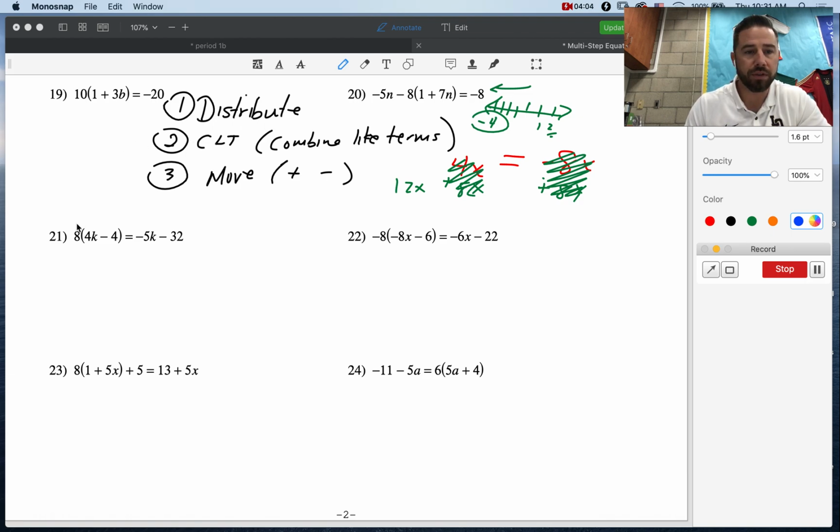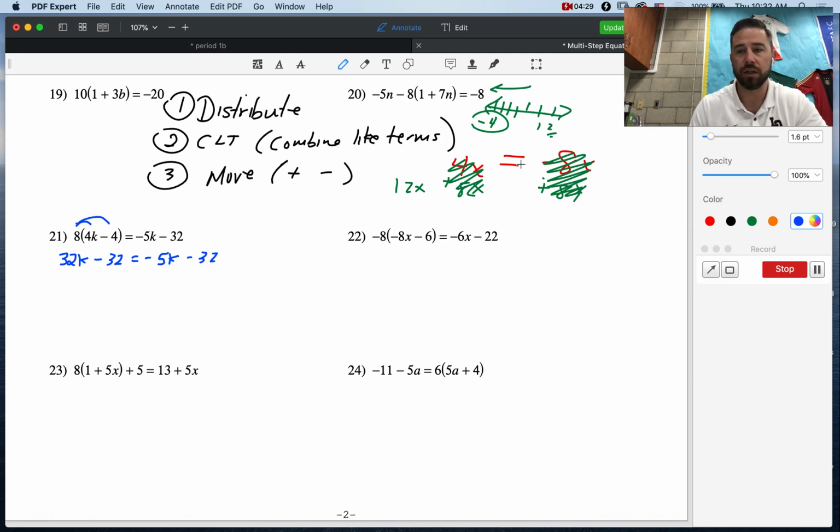That's the first thing we always do. So let's go ahead over here, and we're going to distribute this guy here and here. 8 times 4k is 32k. 8 times negative 4 is negative 32, equals negative 5k. I'm just rewriting this because there's nothing really for us to do, minus 32. So we distributed. That was good. Check.